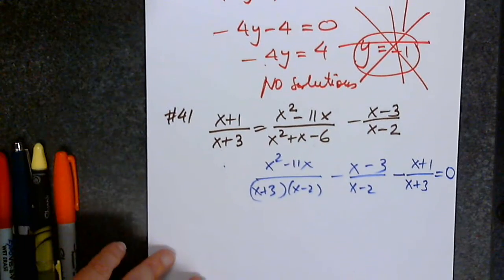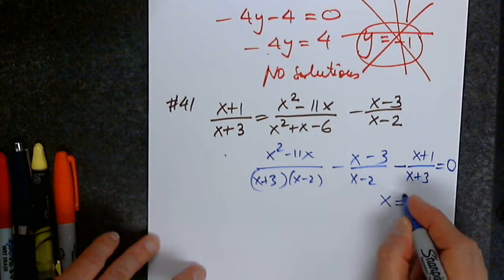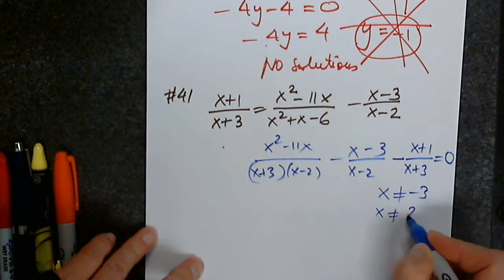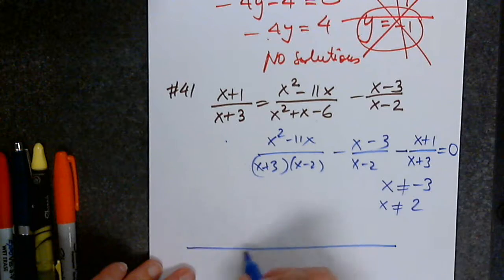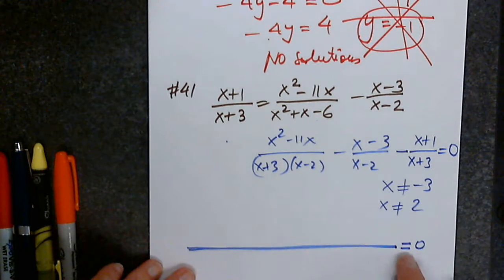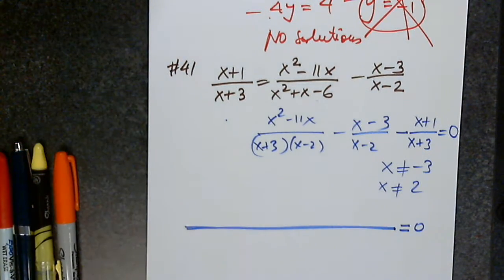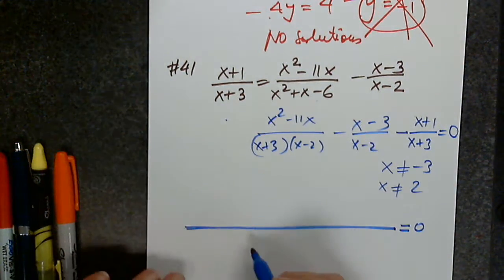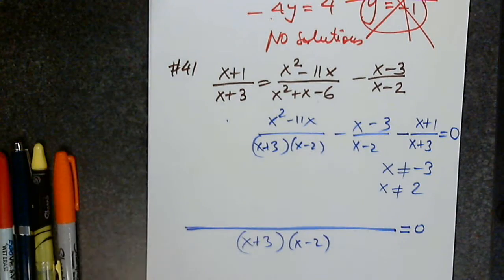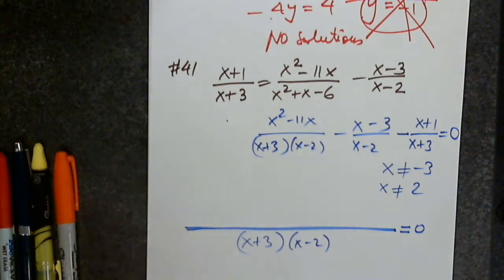Agreed with this step? Okay, then I have how many restrictions? 2. Good, and they are? Negative 3 and 2. And now I need, look, I drew a long fraction line, then the equal symbol and 0, because if I forget this, I mess it up. Okay, the LCD, please. X plus 3 times x.